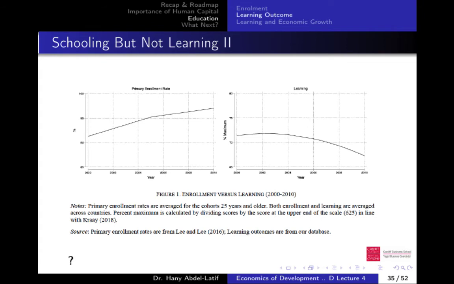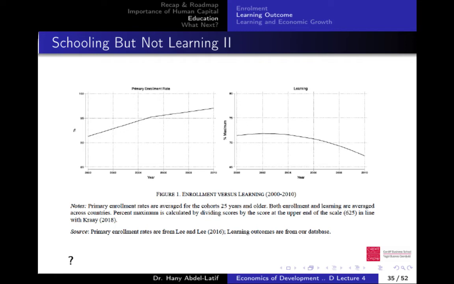As I said before, the enrollment seems to be going in the right direction, an upward trend. By using the index constructed by the World Bank for learning, it seems to be declining, not going toward the right direction. Again, these are averages, and we're looking at a large number of countries over 2000 to 2010.